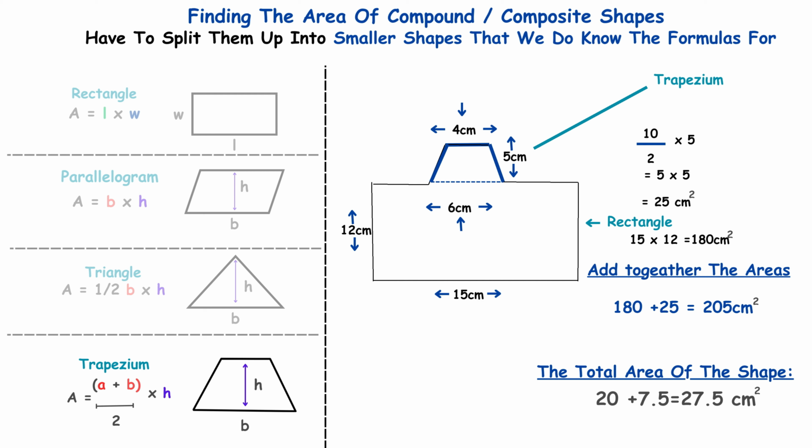To finish the calculation, we add the area of the rectangle and the trapezium together, that is 180 plus 25, which gives a total area of 205 square centimeters, and that is our complete solution. We hope this explanation made everything clear and helpful for your understanding.